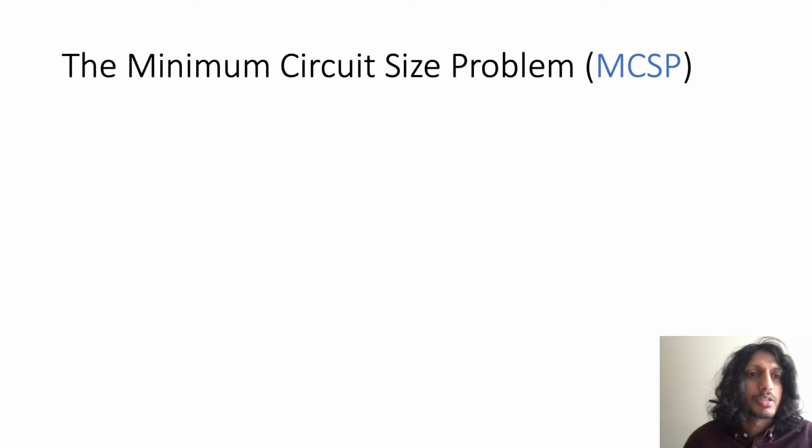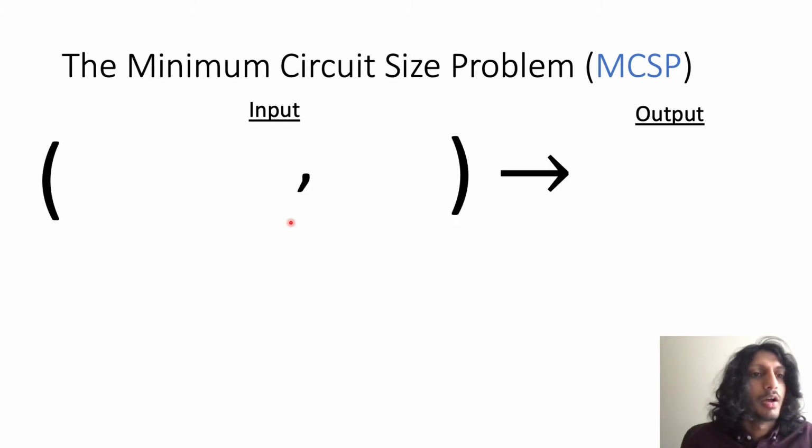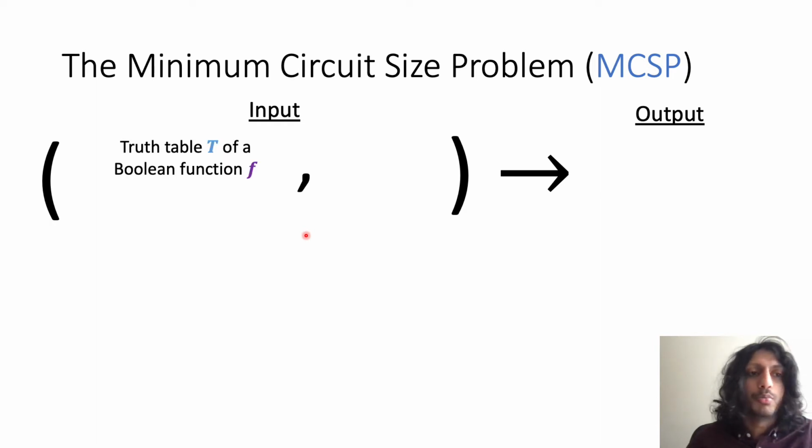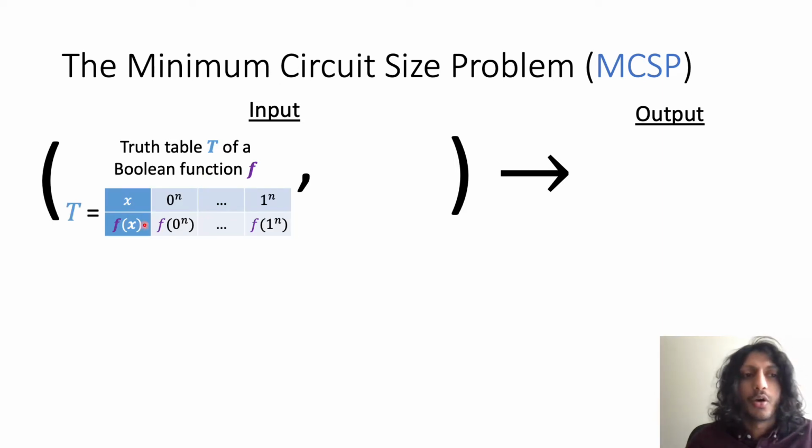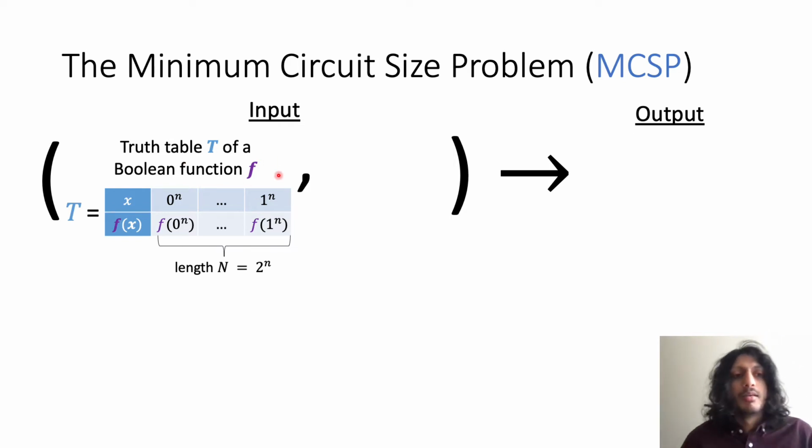So the minimum circuit size problem works as follows. You get two inputs. The first input is the truth table T of a Boolean function f. A Boolean function f is just some function that maps n bits to 1 bit, and its truth table is just the list of all the values the function takes on all of its inputs. And I want to stress that this truth table is a very long string, so if f takes n bits as input, then this truth table is going to be of length 2 to the n.